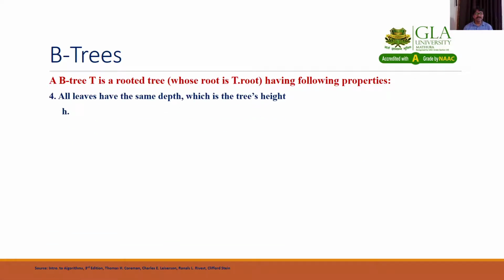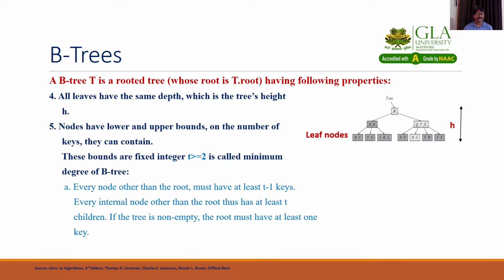Now next is, all leaves have the same depth. This is a very basic property, and that's why we utilize it for minimizing disk IO operations. Here you can see one example, every leaf node is at the same height. Now the fifth is very important. On the basis of the fifth we will be able to create the B trees.